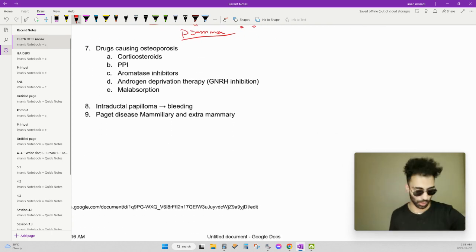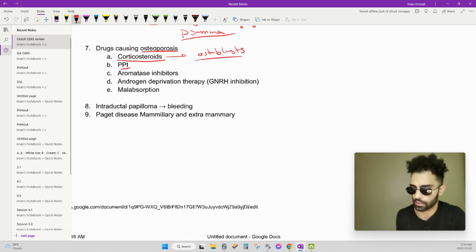So the next concept is drugs that cause osteoporosis. Great, I didn't time myself again, so I have no idea how much time I have. Remember that corticosteroids cause osteoporosis. They inactivate osteoblasts. PPIs, the proton pump inhibitors: the thought behind that is that they stop the ionizing of calcium in the stomach, so you won't release calcium from food, and you'll have less calcium.